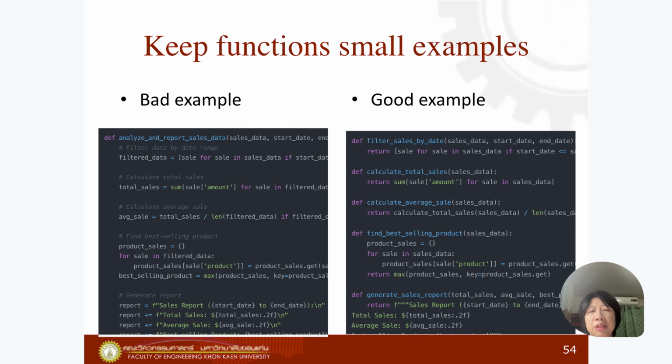And for keeping functions small, more example. In the left hand side, we can see that there are many lines of code inside one function. But in the second example, which is a good example on the right hand side, we keep functions small, doesn't have many lines of code.